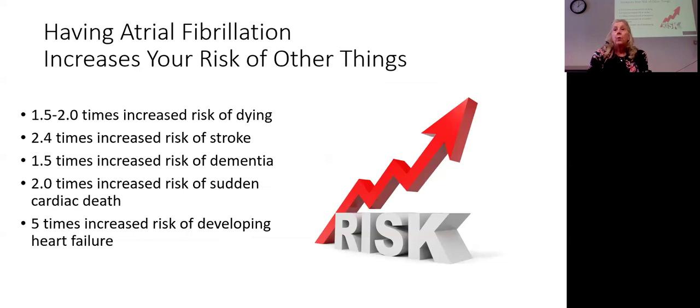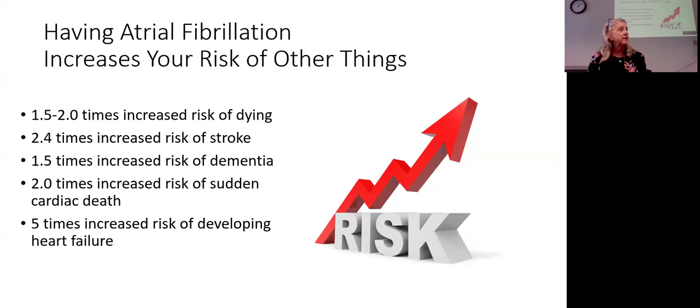So what's the problem with having atrial fibrillation? It increases your risk of having other things. 1.5 to 2 times increased risk of dying, 2.4 times increased risk of stroke, 1.5 times increased risk of having dementia, increased risk of sudden cardiac death, and 5 times increased risk of developing heart failure. So that's if you have atrial fibrillation and you're not being managed for it very well.